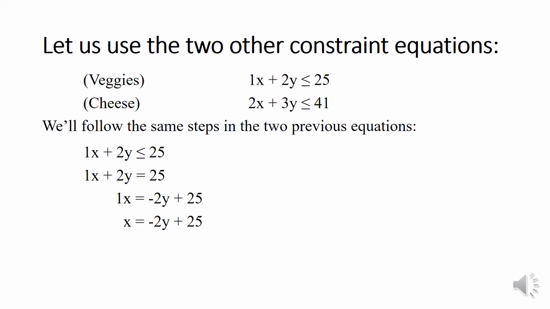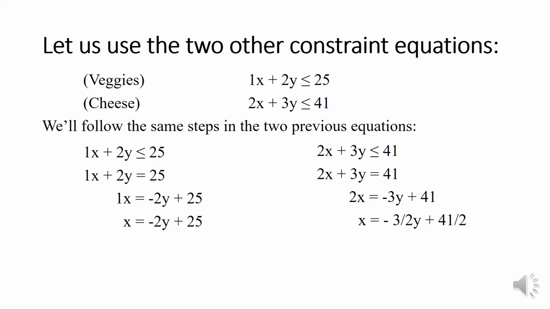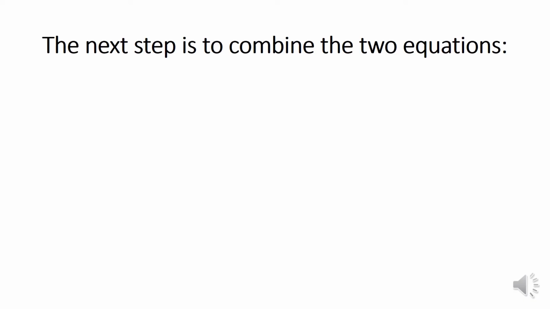For the other equation, for the cheese, we have 2x plus 3y is less than or equal to 41. Again, we'll convert this from an inequality to an equality, so this becomes 2x plus 3y equals 41, and 2x equals negative 3y plus 41. Then x equals negative 3 over 2 y plus 41 over 2. After this, we would combine the two equations. So the next step is to combine the two equations.